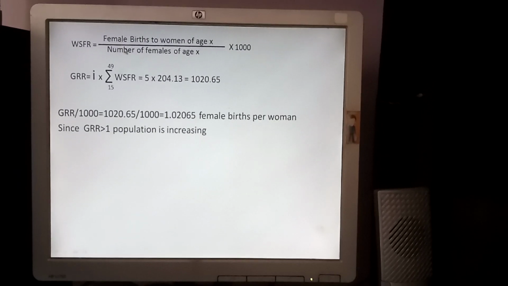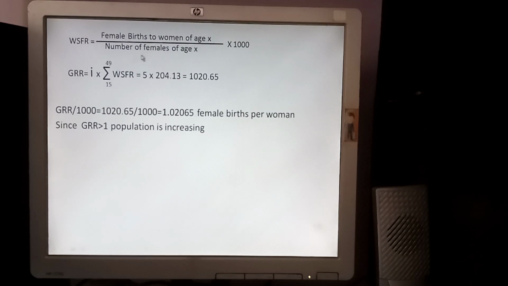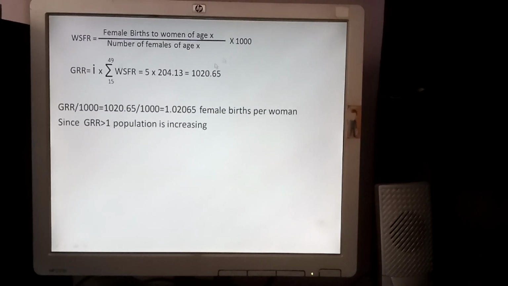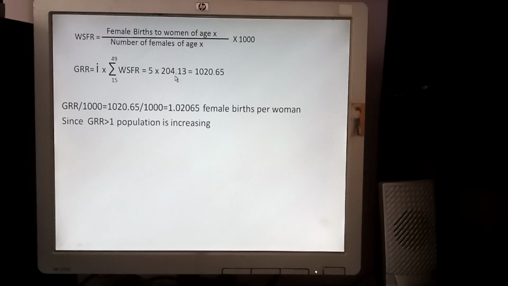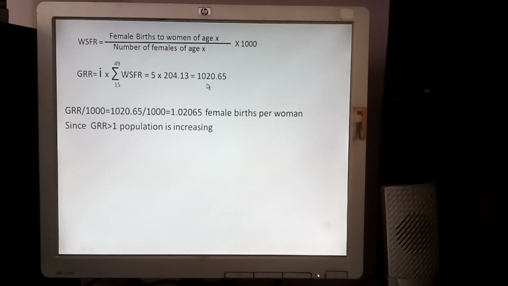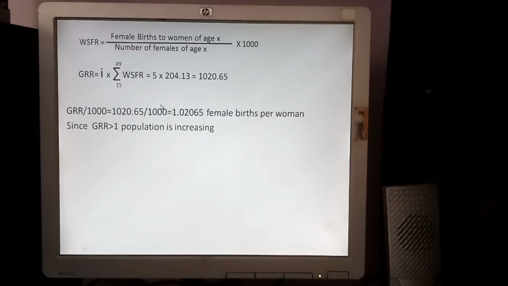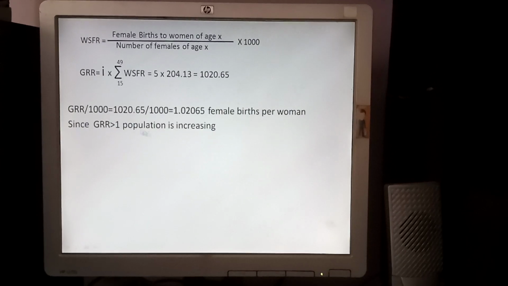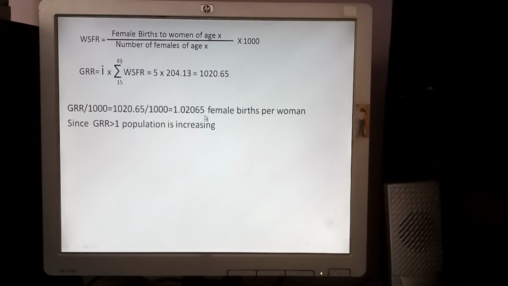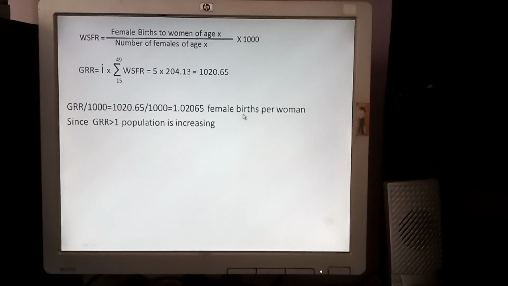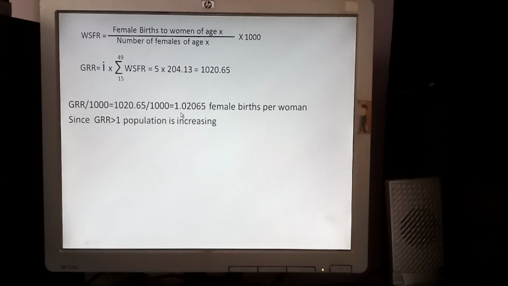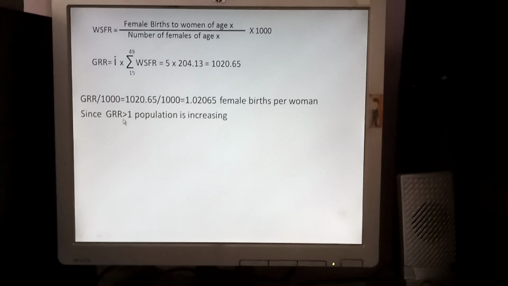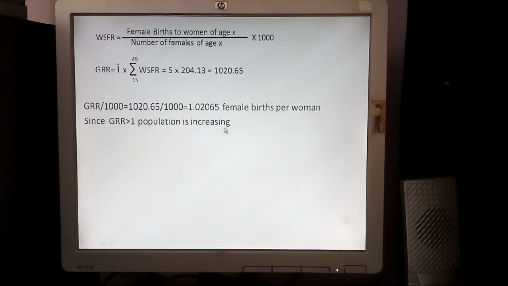So WSFR formula: female births to women of age X upon number of females of age X into 1000. So GRR is I into summation WSFR, here we are considering childbearing age for women. 5 into 204.13, so we have got 1020.65. This GRR is divided by 1000, so 1.02065 we are getting, female births per woman of childbearing age. This value is slightly greater than 1, so we conclude that if GRR is greater than 1, population is increasing.